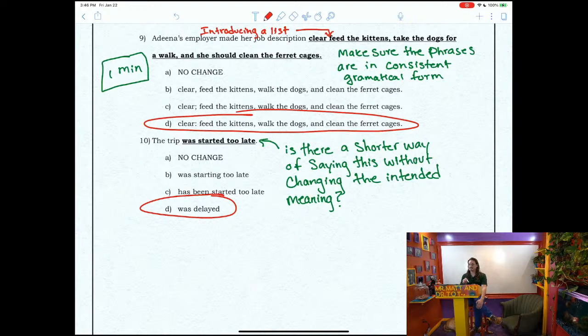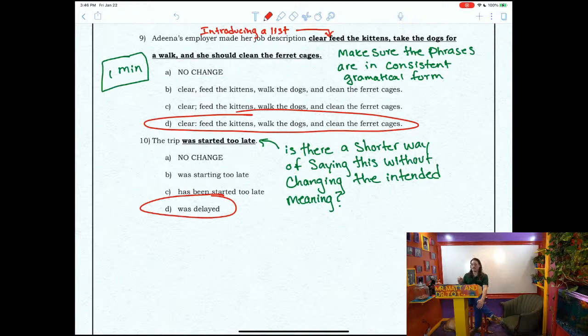D translates that into consistent grammatical forms. Feed the kittens, walk the dogs, and clean the ferret cages. Notice that in the last one, clean the ferret cages, we have that extra modifying adjective, ferret, to be specific about which cages we are to clean.